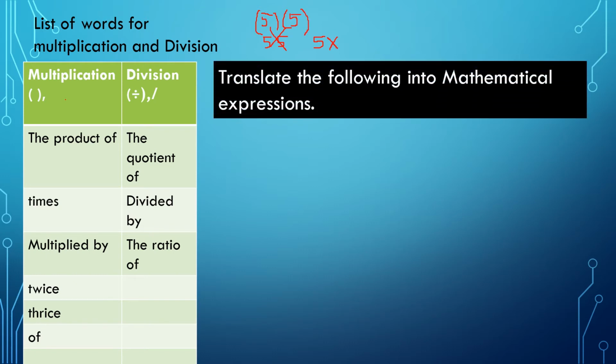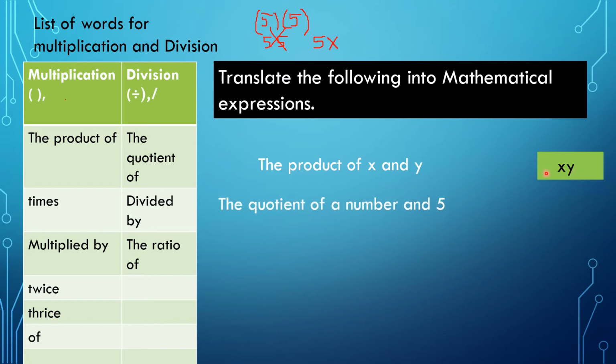Okay, so let's have some translation here. We have the product of x and y. So here, x and y. We know that this is multiplication because of the word product, which means we can just simply write xy. Understood that is multiplication, x times y.